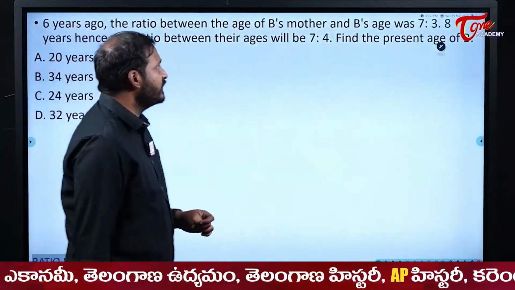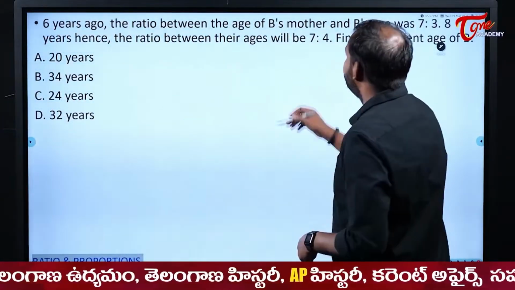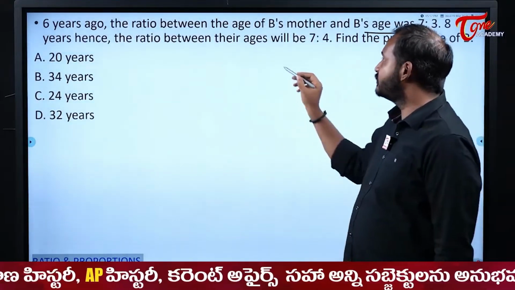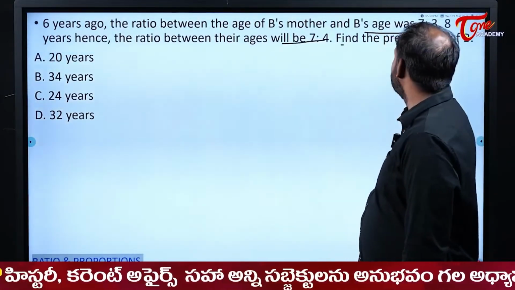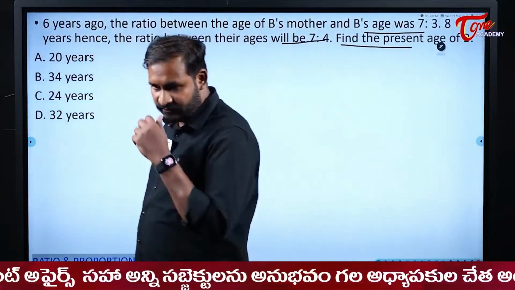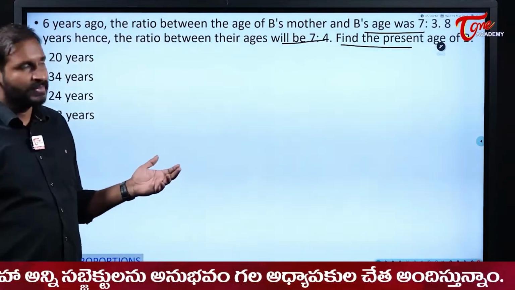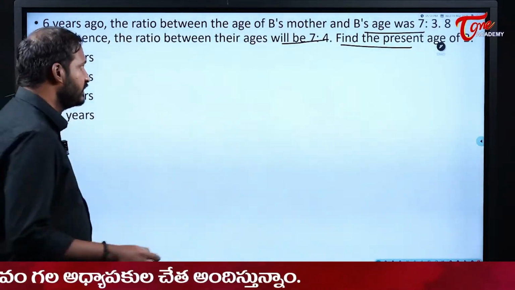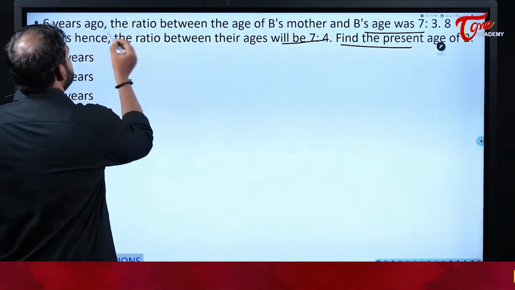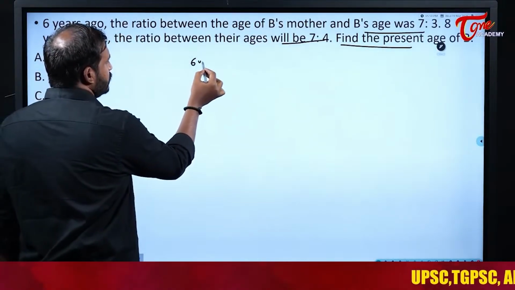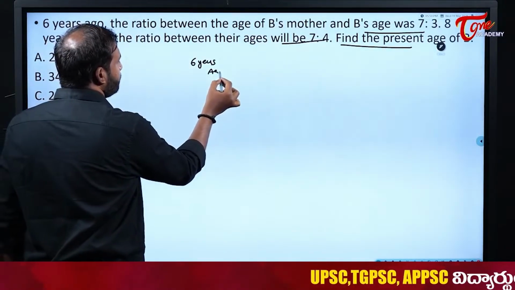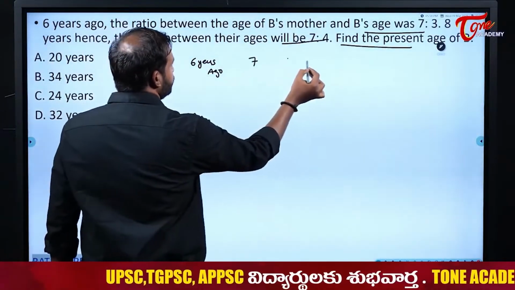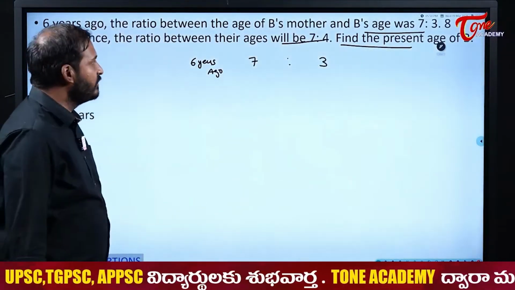6 years ago, the ratio between the age of B's mother and B's age was 7:3. 8 years hence, the ratio of their ages will be 7:4. The present age of B is? See here students, we can apply the same concept here also. We can take the help of our ratio and proportions concept or else the general strategy. Now see here, 6 years ago, what is happening? The ratio between them is 7:3.